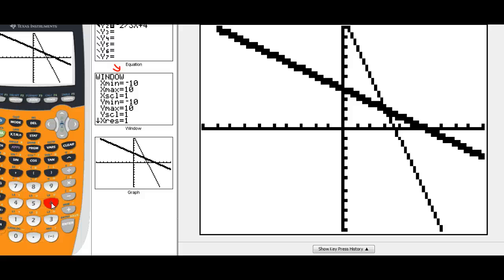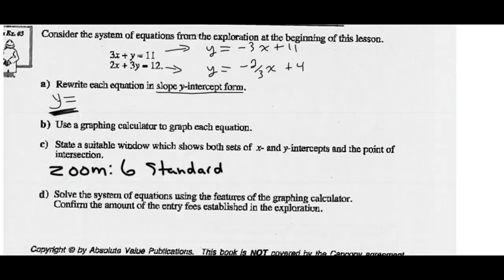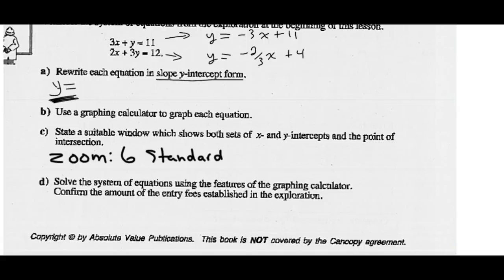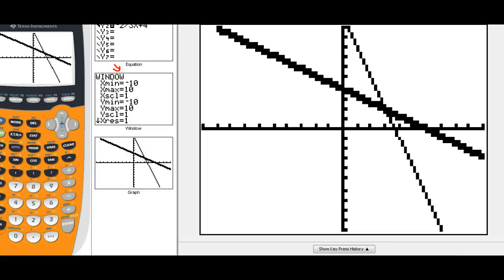Next step. Solve the system of equations using the features of the graphing calculator. So confirm that the entry fees established in the exploration are the same. Well, how do you find the point of intersection on our graphing calculator? You've got the notes above there to tell you. Here's what you do with your calculator.